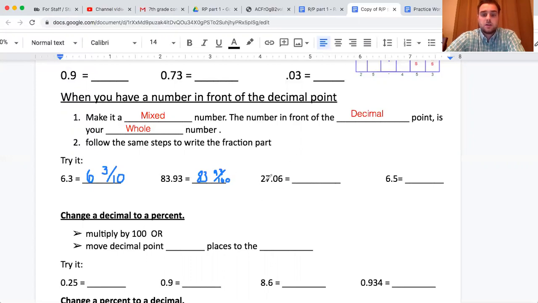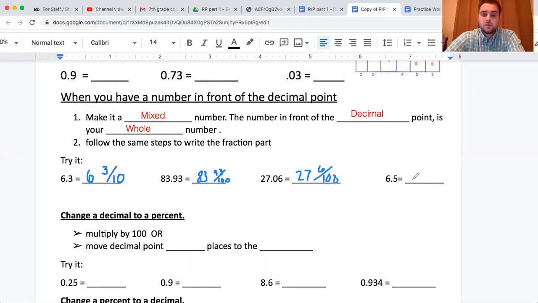Looking at this one, the 27, or the number in front of the decimal point, is our whole number. So 27, same thing that we did up here. 6 is the number that comes after our decimal point, and it's in the hundredths spot, 2 away from the decimal. So 27 and 6 hundredths.